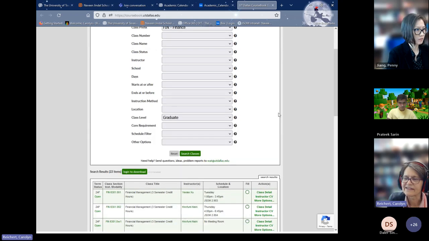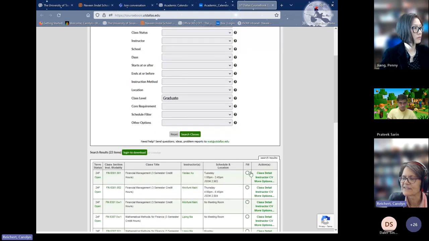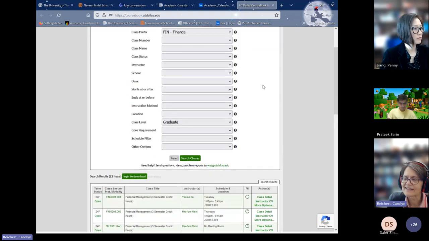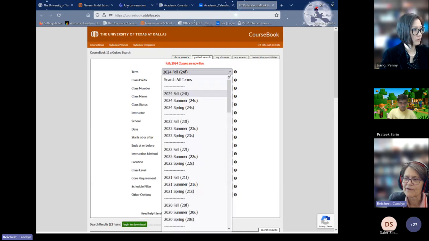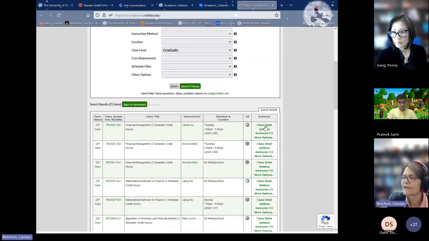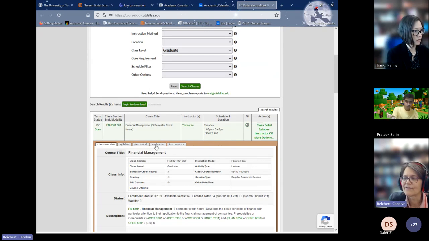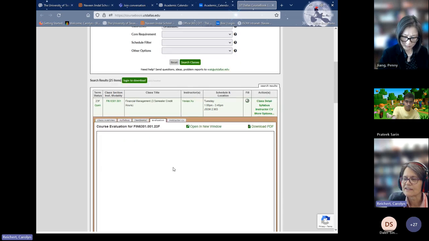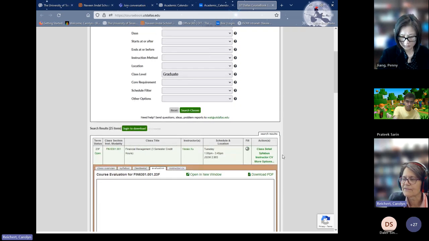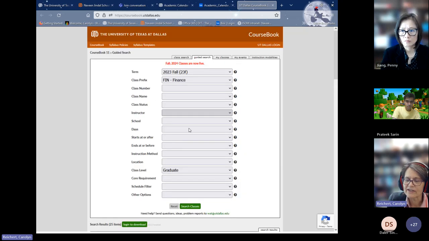What I can't see, and I don't really know why, is the syllabus. It's not there yet. And I can't see anything about the instructor. But if I were to go back to, say, last fall, and go into class detail, you can see the syllabus is there, so I can get a sense of what it covers. I can find the evaluation here as well. So there's a lot of different things that you can pull up from coursebook. It's a great tool.